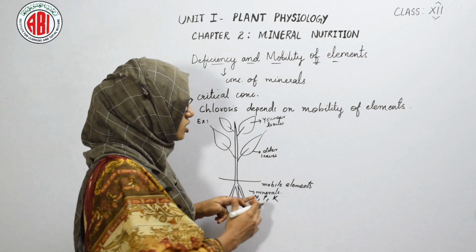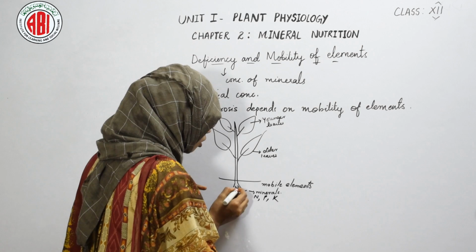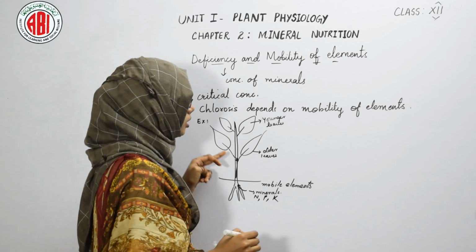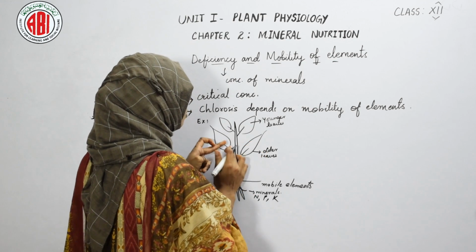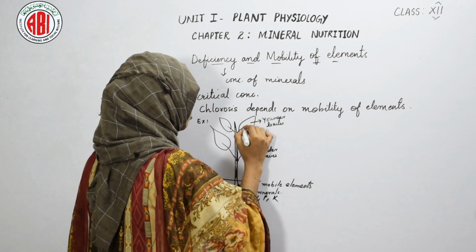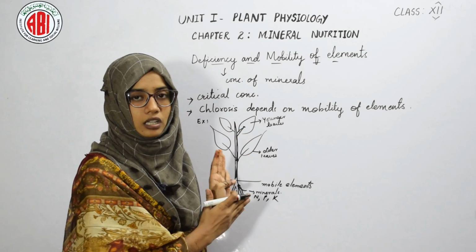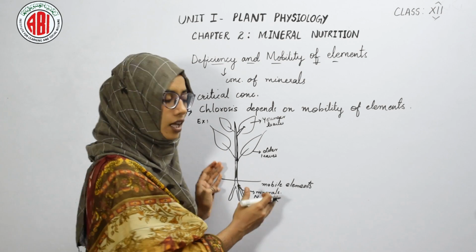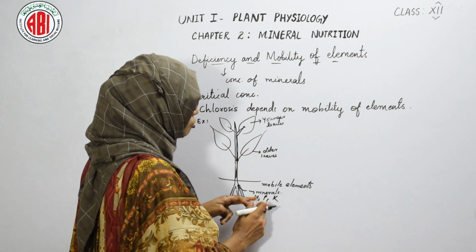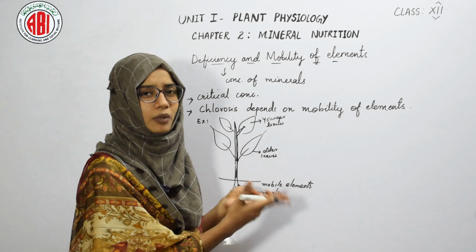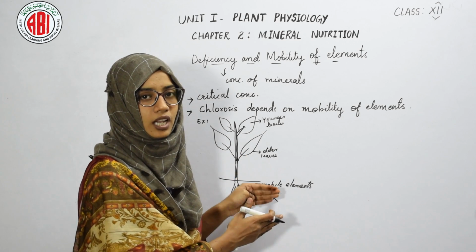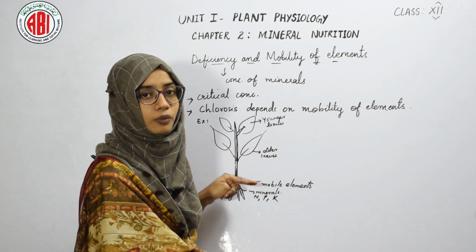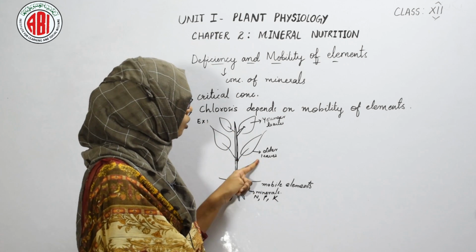These minerals which are present in the soil are absorbed by the roots. Through the roots, they move in the upward direction and reach the older leaves, and also reach the younger leaves. This happens in the normal condition when the mobile elements like nitrogen, phosphorus and potassium, or many other elements which are mobile in nature, are present in the soil. They are transported to the older leaves as well as to the younger leaves.